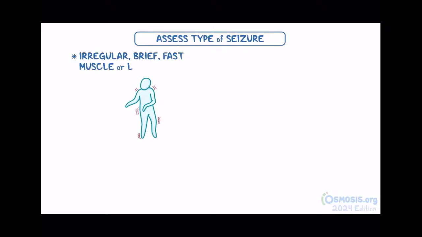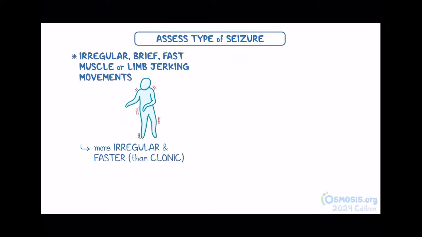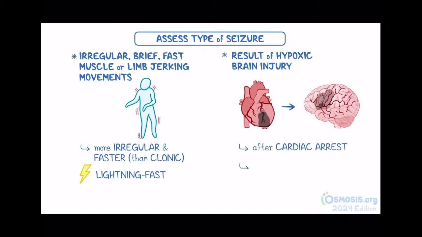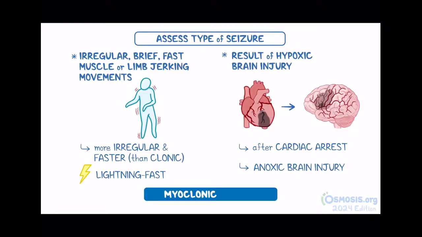On the flip side, myoclonic seizures are characterized by irregular, brief, fast muscle or limb jerking movements. Myoclonic movements can sometimes be difficult to differentiate from clonic movements, but myoclonic jerks are more irregular and faster, sometimes described as lightning-fast movements. Additionally, this type of seizure can occur as a result of hypoxic brain injury after cardiac arrest or anoxic brain injury. With these findings, diagnose myoclonic seizures.